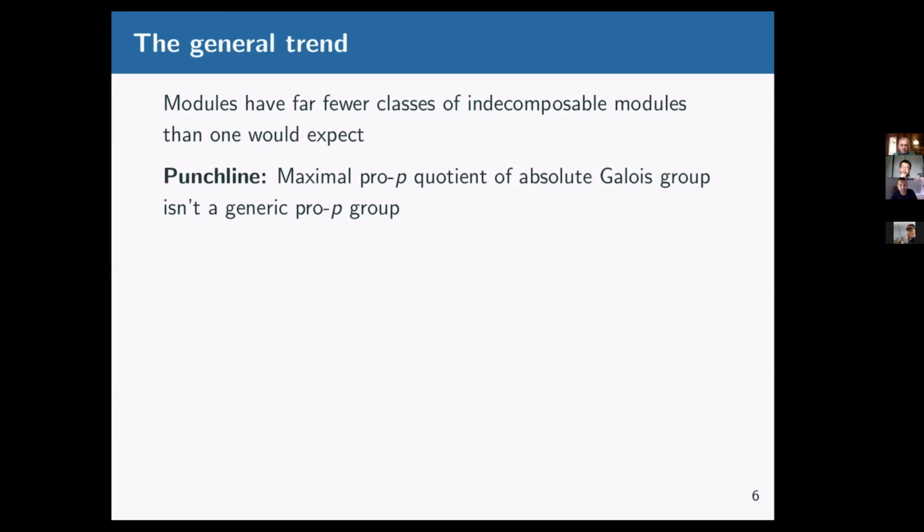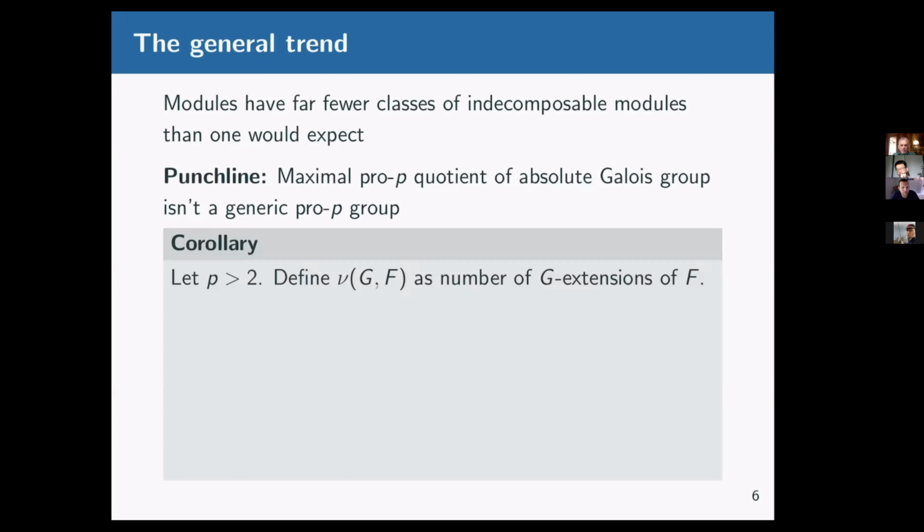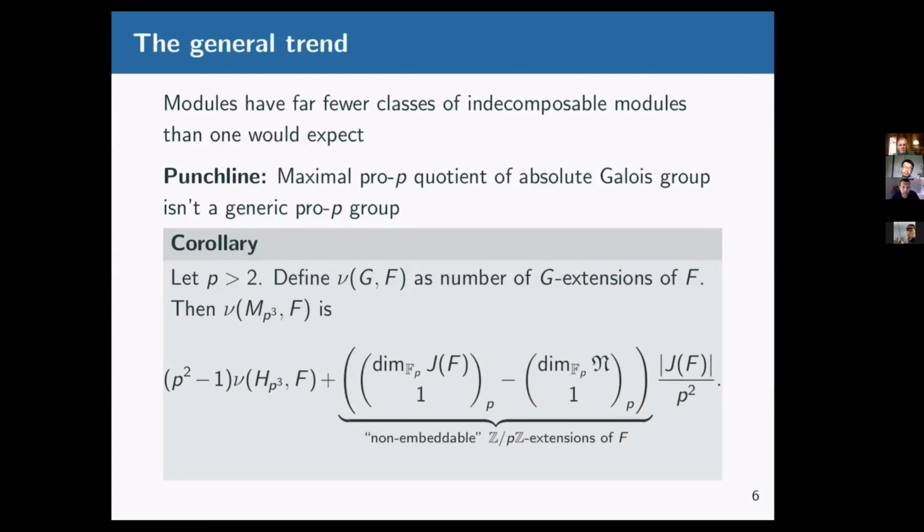So just to give you a sense of what that might look like specifically, this is a result that I presented when I was in Maine a handful of years ago. So I'm going to write nu of G comma F to denote the number of extensions of F that have Galois group G. Of course, I'm living inside some fixed algebraic closure here. And there is a relationship that you can carve out between the number of extensions of a field F that have a handful of different possible Galois groups. So this H p cubed is the Heisenberg group of order p cubed. M p cubed is the other non-abelian group of order p cubed.